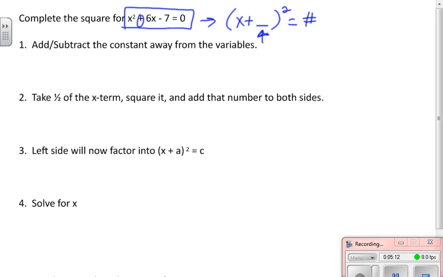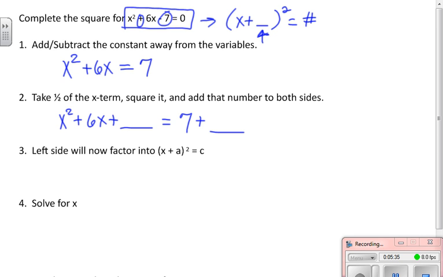So the first step is to add or subtract the constant away from the variables. So I'm going to have x squared plus 6x. If I add 7 to both sides, it equals 7. So now I have my variables alone. So what I like to do is give myself a blank. Golden rule of algebra, what I do to one side, I have to do to the other. Now, if I add the same number to both sides, I haven't changed the value of my expression, and that's the key with algebra. What I do to one side, I have to do to the other.